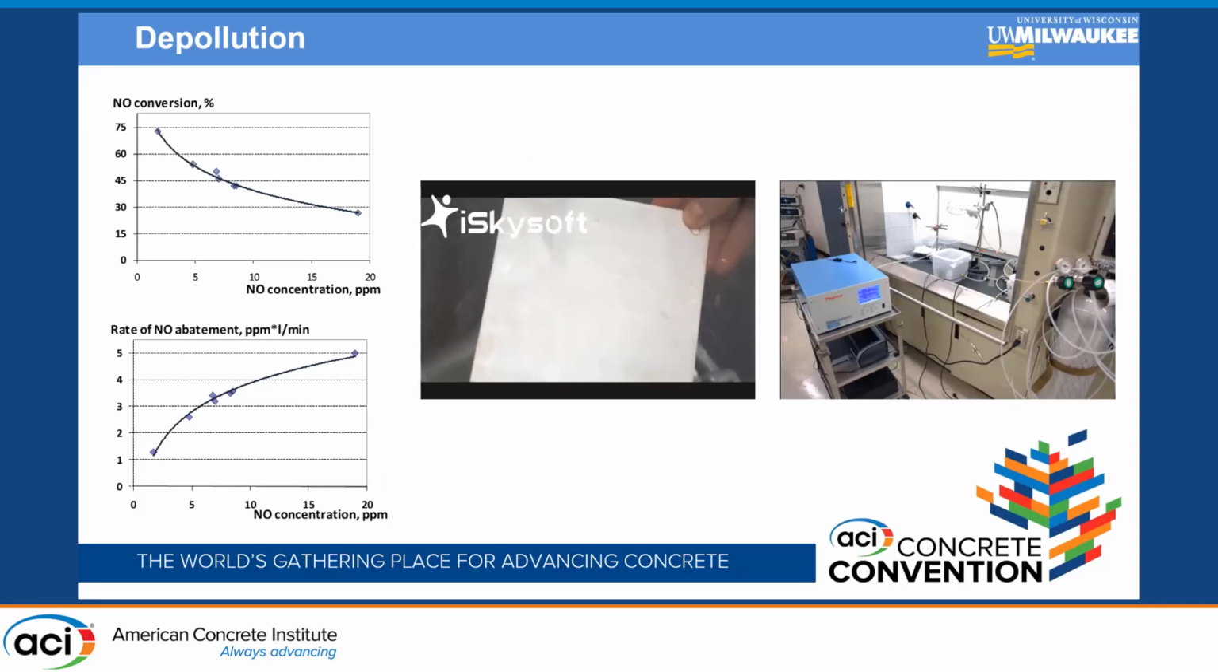We have the NO conversion, nitrogen oxide conversion, of up to 75%, which is decreasing with the concentration of nitrogen oxide. However, at the same time, the rate of NO abatement is increasing pretty constantly with NO concentration.